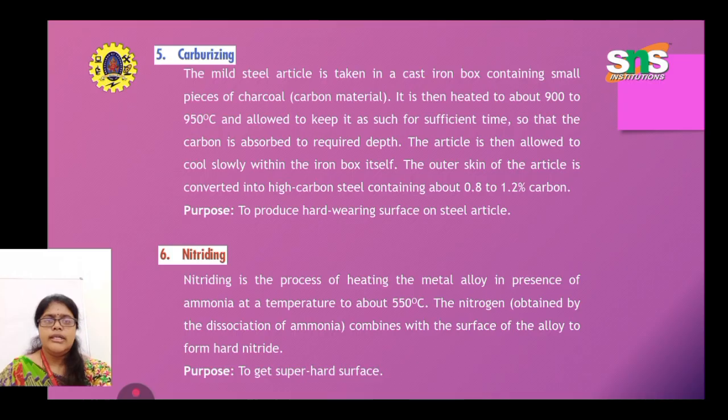Nitriding. Nitriding is a process of heating the metal alloy in the presence of ammonia. At a temperature of about 550 degrees centigrade, the nitrogen obtained by the dissociation of ammonia combines with the surface of the alloy to form hard nitride. What's the purpose? It is to get a super hard surface.